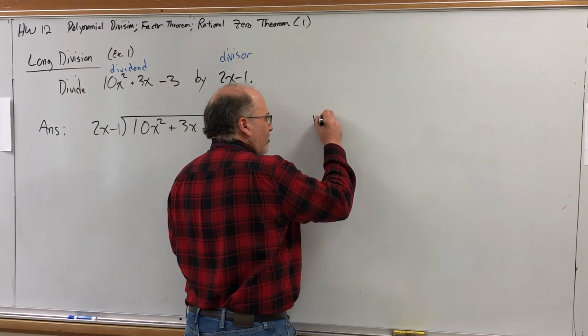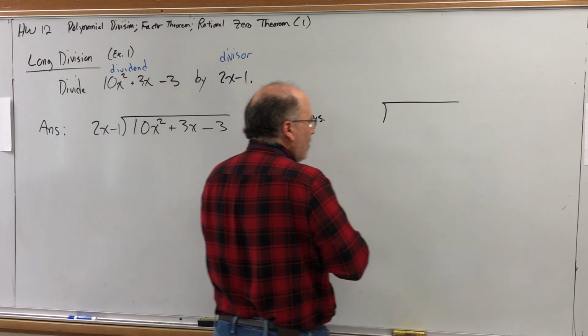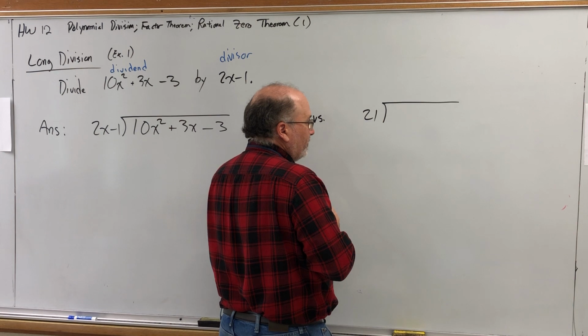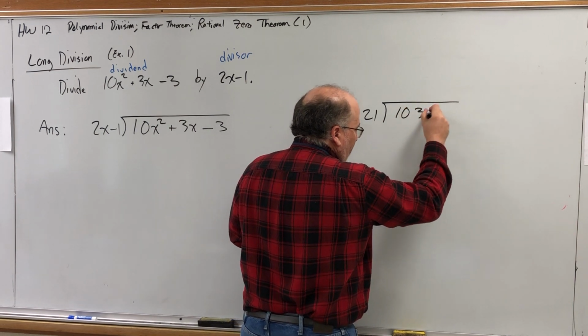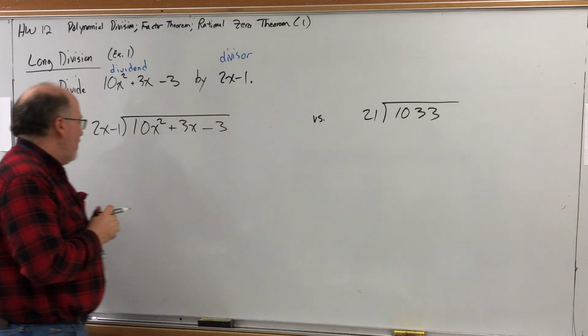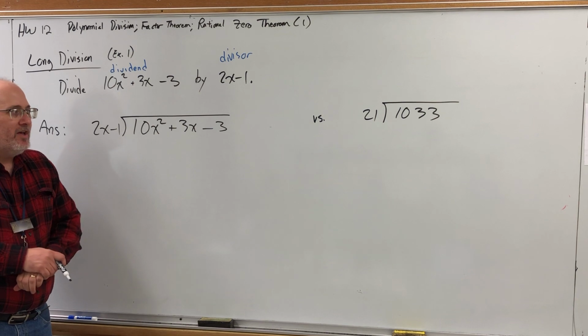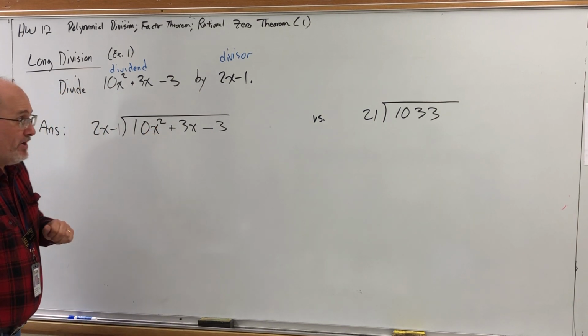So to go through this first example, I'm going to contrast it to a similar but not quite the same problem. We're going to divide something by 21, and the thing we're going to divide by 21 is 1033. Now be careful, all I did was steal all the coefficients from this problem and put them into that one. It doesn't mean that you can just do that to get the answer to this. It's simply to compare steps.